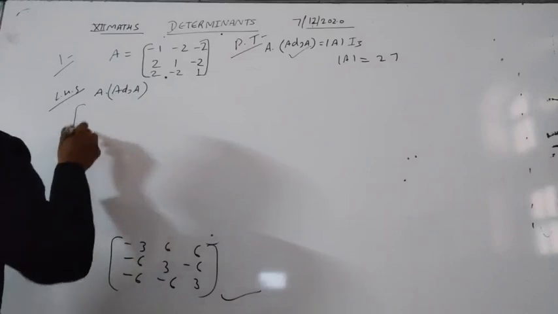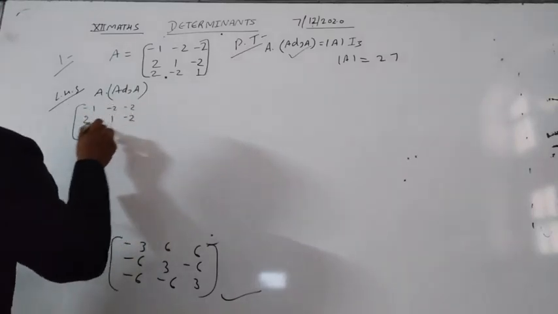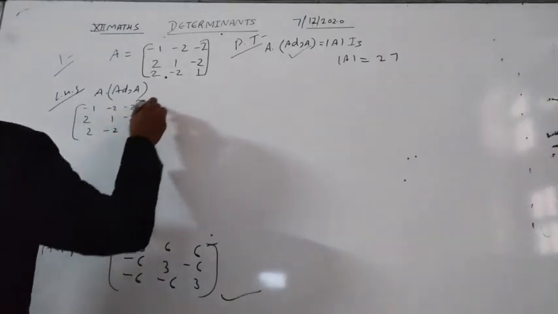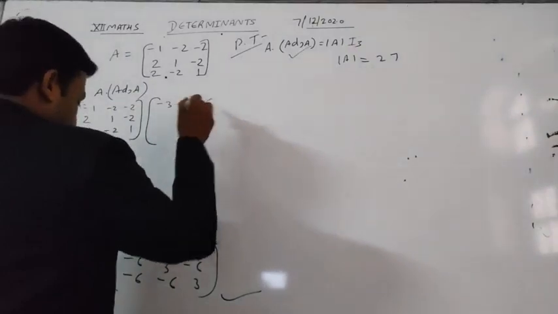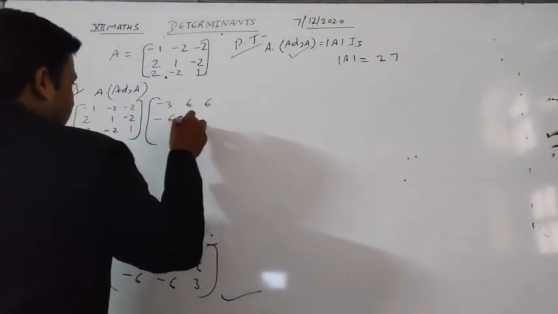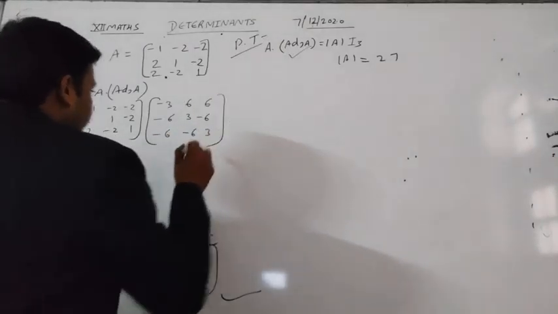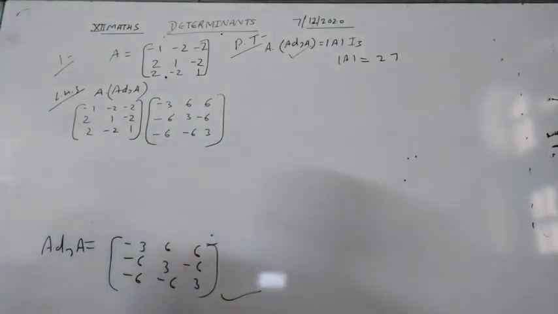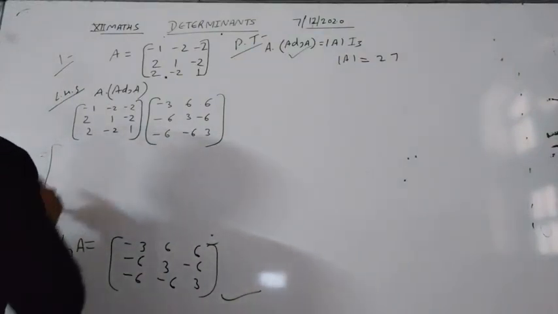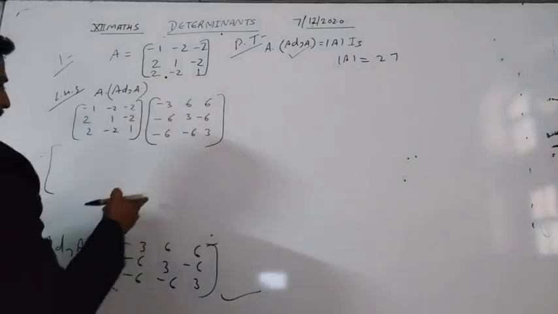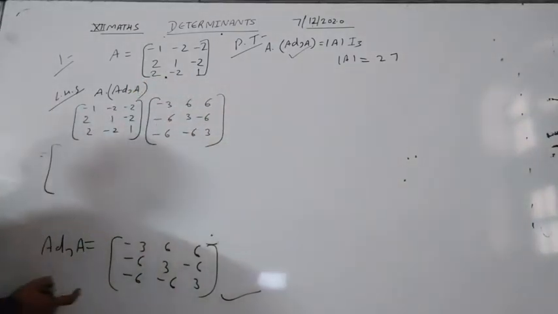So A is minus 1, minus 2, 2, 1, minus 2, 2, minus 2, 1, and adjoint of A is minus 3, 6, minus 6, 3, minus 6, minus 6, 3. Okay. So now we will multiply these two. We will multiply first row, first column, first row, second column, first row, third column. Okay. So let's start.